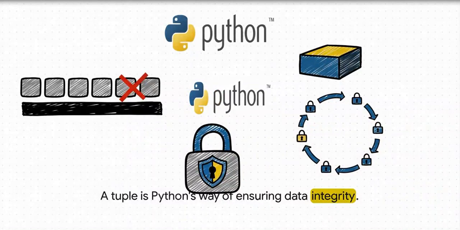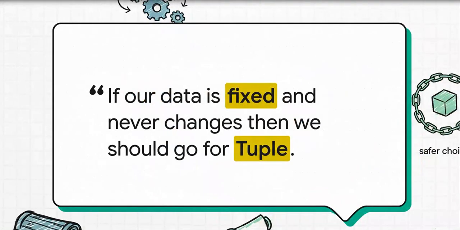So as we bring this all together, what's the big takeaway here? A tuple isn't just a list that you can't change. It's more than that. It's a statement. It is Python's way of letting you, the programmer, guarantee that a collection of data will not and cannot be accidentally changed. It's all about ensuring data integrity. This quote really just says it all, doesn't it? The decision is actually pretty straightforward. If your data is fixed and it's never supposed to change, a tuple isn't just an option. It's the right choice. It's the safer, clearer, and more professional choice.